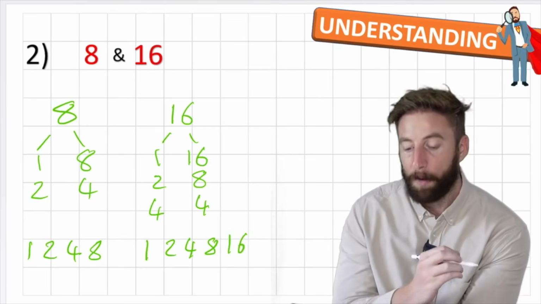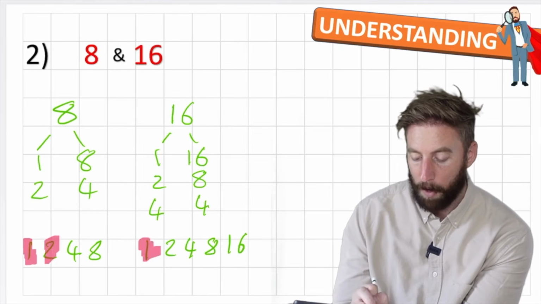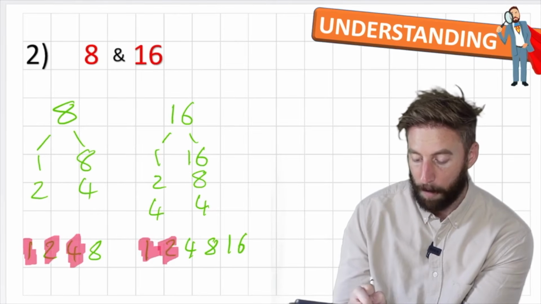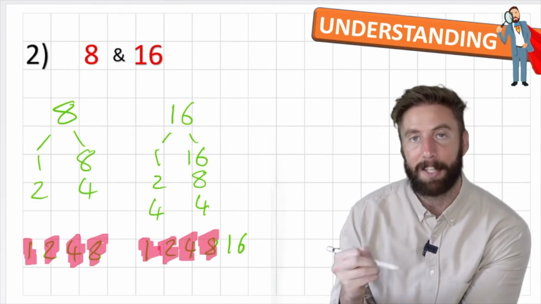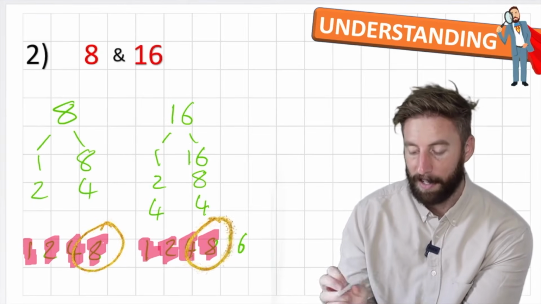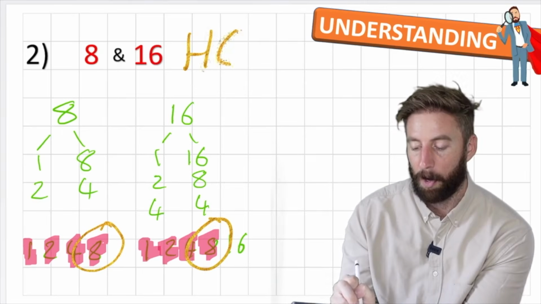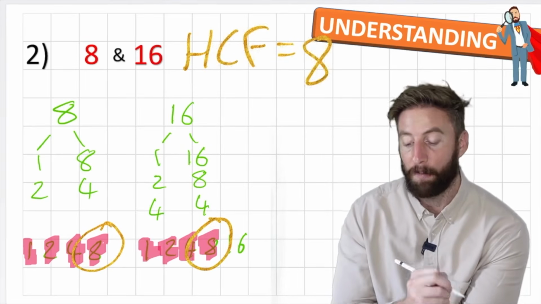Now let's look for those common factors. I have a 1 in both. I have a 2 in both. I have a 4 in both. I also have an 8 in both. So now looking for my highest common factor, I can see that 8 is my highest common factor. Awesome. Okay, hopefully you're getting the gist of this.